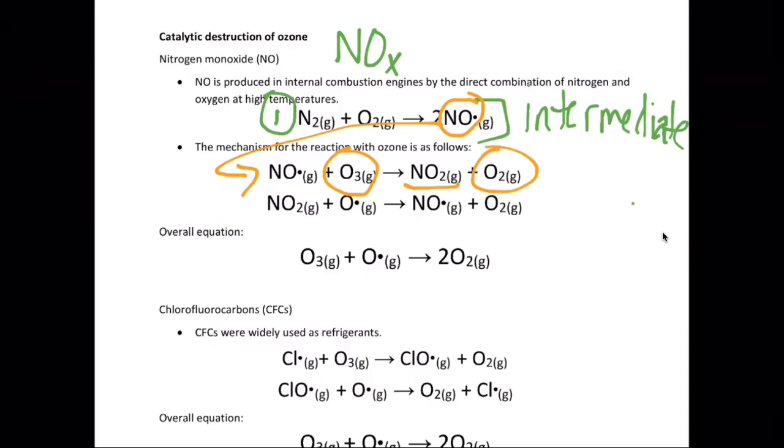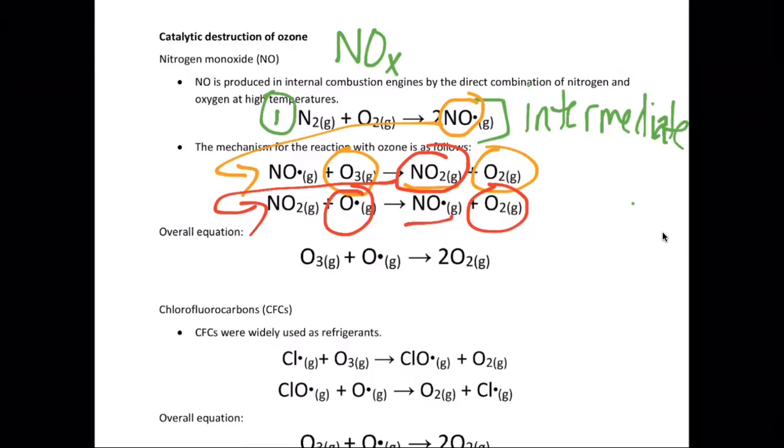Then there's one more step. The last step is the nitrogen dioxide that you produce here. It goes down and starts the last step. That nitrogen dioxide is going to encounter an oxygen radical in the air, and it's going to end up bonding or giving some electrons away. And so it's going to create more oxygen and then another nitrogen monoxide radical.